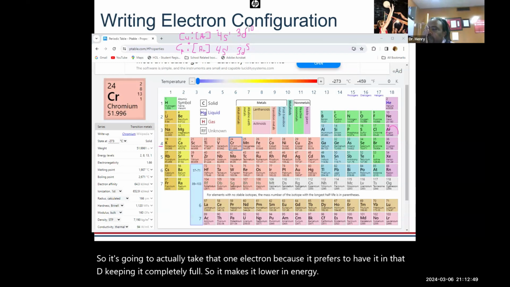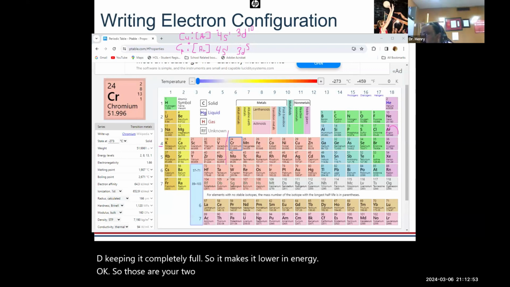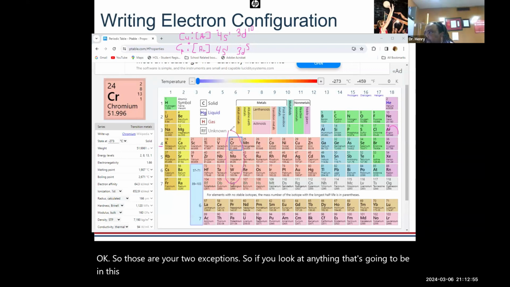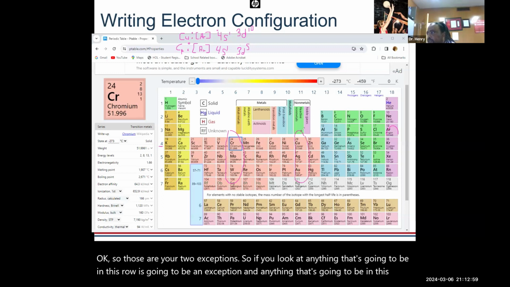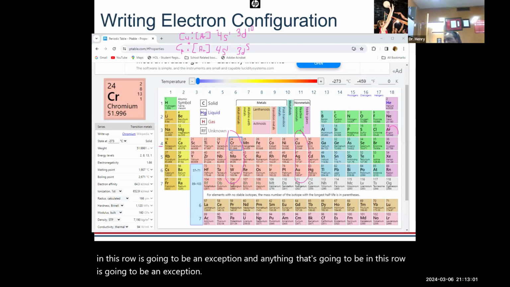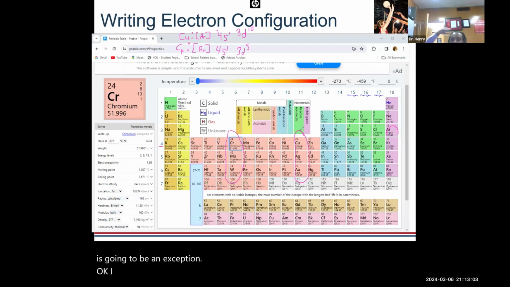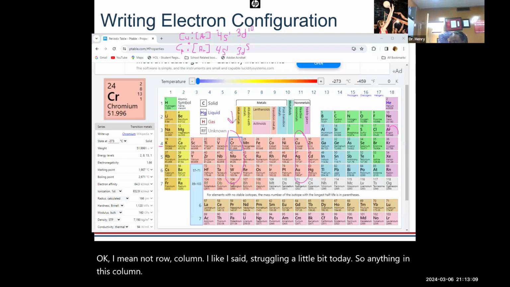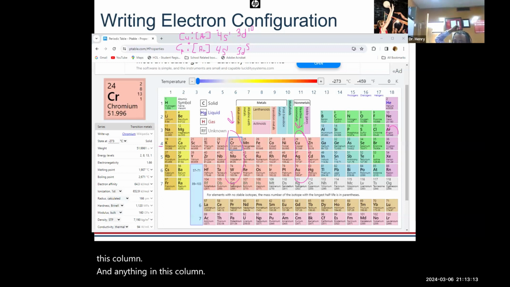Okay. So those are your 2 exceptions. If you look at it, anything that's going to be in this row is going to be an exception. And anything that's going to be in this row is going to be an exception. Okay? I mean, that column. Like I said, struggling a little bit today. So anything in this column and anything in this column. Okay?